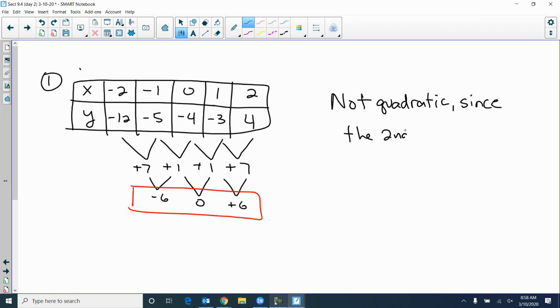Not quadratic, since the second difference is not a constant. Now you gotta show me those steps. You gotta show me the +7, +1, +1, +7, the -6, 0, 6. You gotta do that.